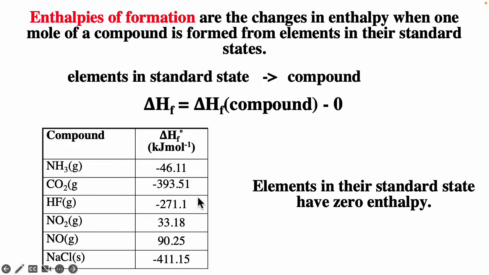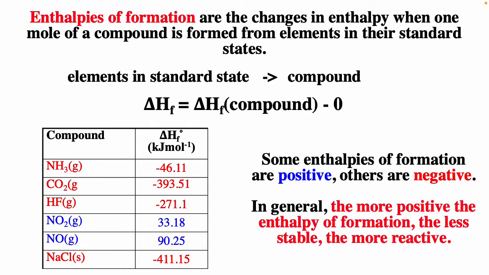And so this gives you a table of some enthalpies of formation. And enthalpies of formation can be positive or can be negative. In general, the more positive the enthalpy of formation, the less stable, the more reactive. The more negative the enthalpy of formation, in general, the more stable.